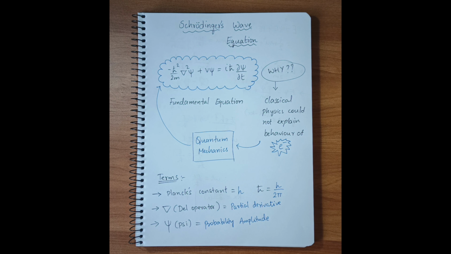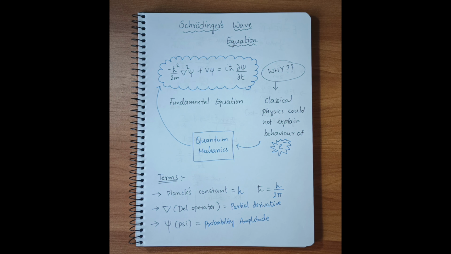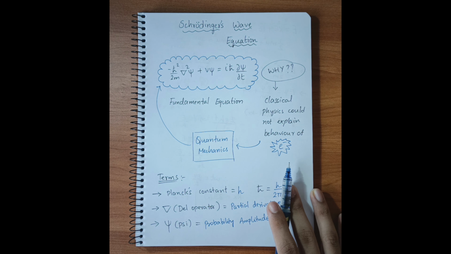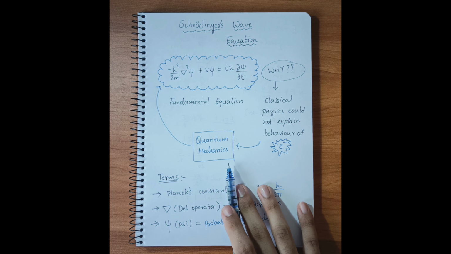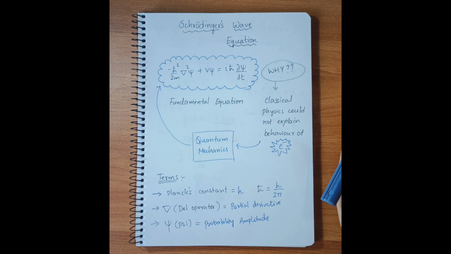In this video, we are diving into one of the most fundamental equations in quantum mechanics, the Schrödinger wave equation. Let's break it down and understand where it actually comes from. Now, why do we need a new equation at all? Classical physics could not explain the behavior of particles like electrons inside atoms. That's where quantum mechanics stepped in, and Schrödinger proposed a wave-based description of particles.